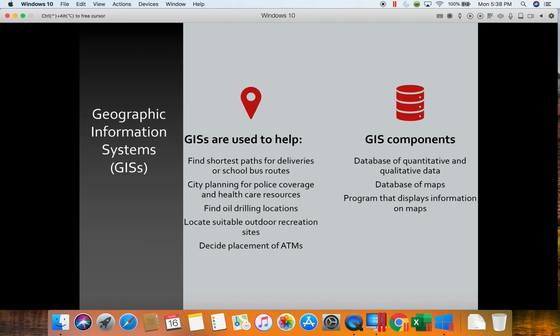You can use these to figure out bus routes, to figure out perhaps delivery schedules for your truck drivers. City planning use these. So you can see that there are a lot of uses for these in practice, trying to determine the most effective places to put your ATM machines or where to locate outdoor recreation sites, things like that.